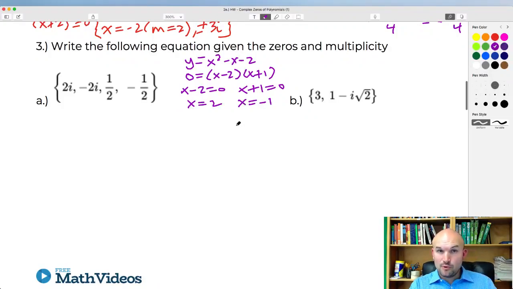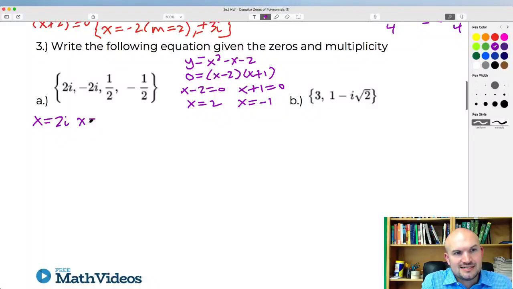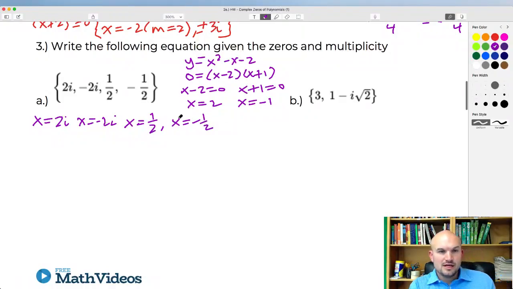Okay? So the important thing is I'm giving you the zeros, and I'm asking you to write the equation. But to go from zeros to the equation, we have to find the factors. And the main important thing is I can set each of these equal to x: 2i, x equals negative 2i. And I've already done this in the other homework examples. Right? So now to set them equal to 0, you're basically just subtracting a 2i, adding a 2i, subtracting a 1/2, adding 1/2. And then those are basically going to be your factors that you're going to multiply.